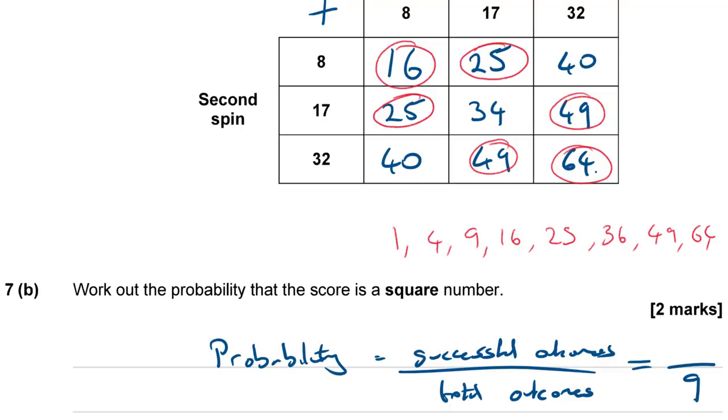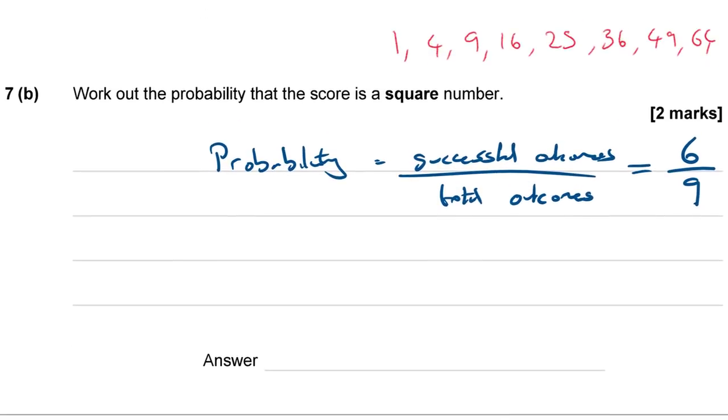So if I pick one at random, then I've got 6 successful outcomes out of a total of 9 outcomes. So the probability is going to be 6/9. Now, 6/9 can be cancelled down, but you never get any extra credit for doing that in probability questions. So just as good to leave it as it is.